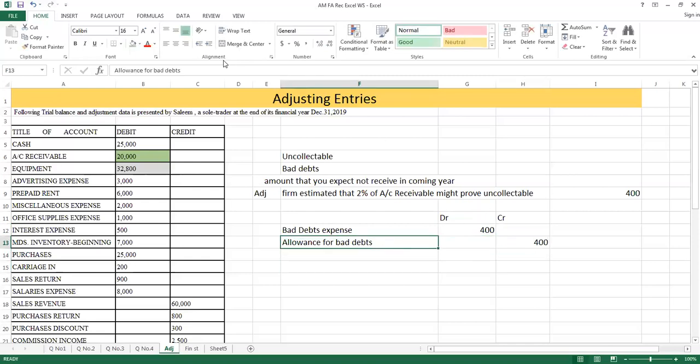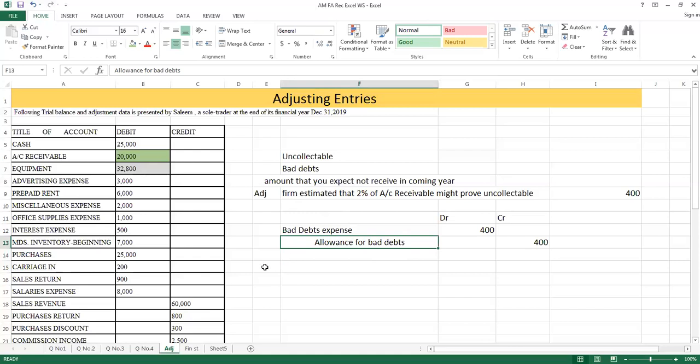This is an expense, but of course you are not paying for this expense, so you cannot credit cash. Bad debts expense will be part of your income statement, and allowance for bad debts will go in the balance sheet, and it will show reduction from account receivable. That you are expecting that it is possible that 400 of accounts receivable will not be received by this business in the coming year.